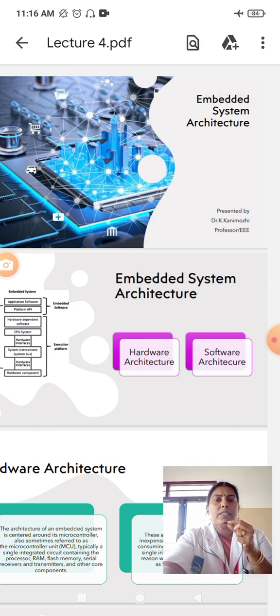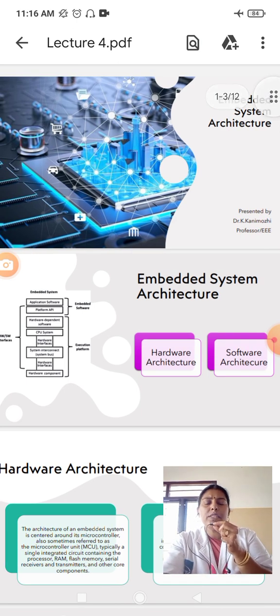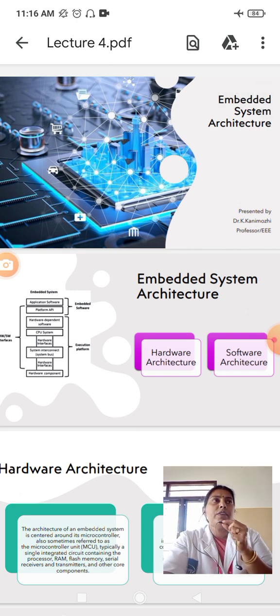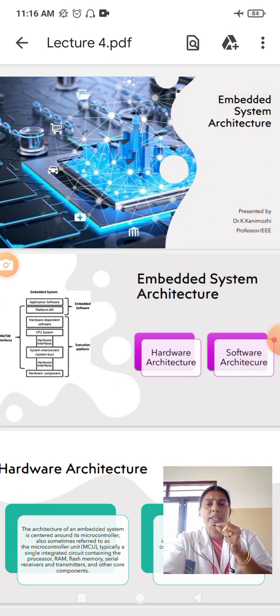In the previous classes, we have seen an introduction about embedded system. And in follow-up with that, today we will be seeing about the embedded system architecture. We know what is embedded system. Whatever program which we are going to write, we'll be embedding inside a single chip, and it can be used for so many applications. Embedded system architecture comprises of a hardware architecture and a software architecture.